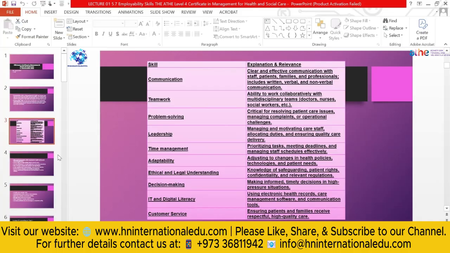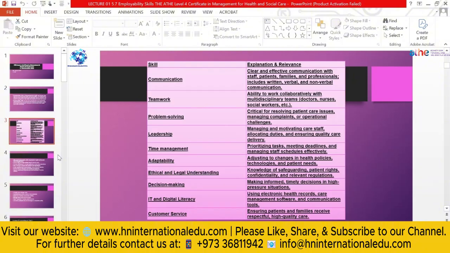Time management: prioritizing tasks, meeting deadlines, and managing staff schedules effectively. That is, everything should be done punctually, by the time, by the date, and everything. Adaptability: adjusting to changes in health policies, technologies, and patient needs. According to what they desire from the doctor, from any senior person, we need to adjust accordingly. Like most people have private wards in the hospitals. They're not comfortable in the government one. So that is their own choice, and it's our responsibility to be adaptable with them as a doctor, as a nurse, as anyone.